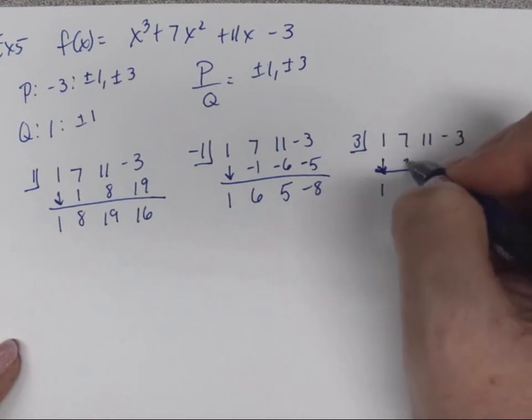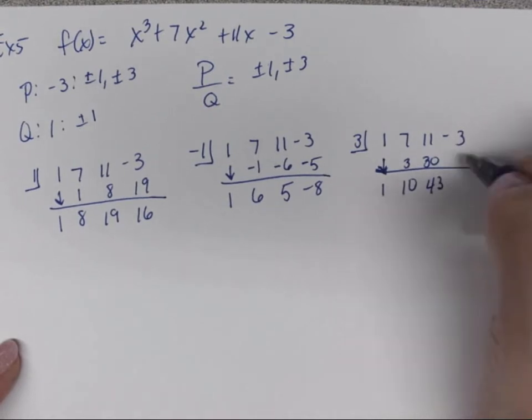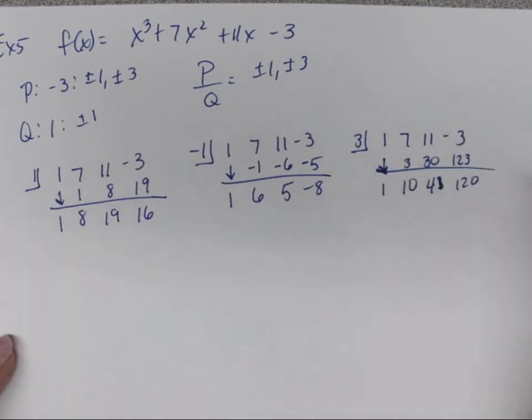So 1 times 3 is 3. 7 plus 3 is 10. 10 times 3 is 30. This is not looking good. We're getting 41 times 3, which would be 123. Ooh, we got 120. Well, that's not a 0.